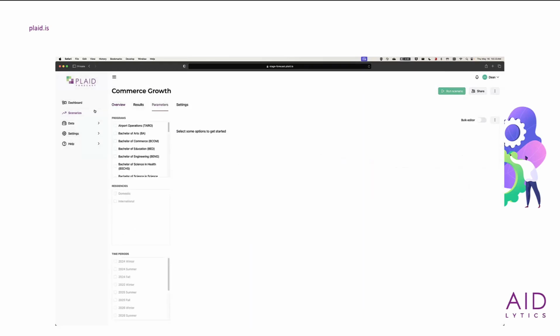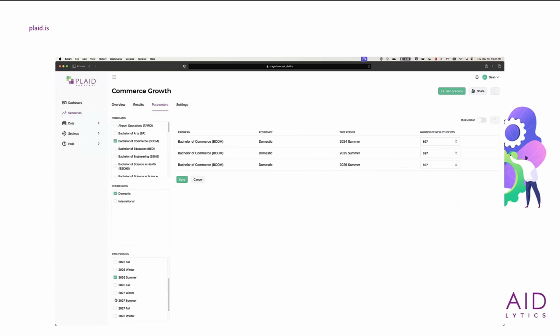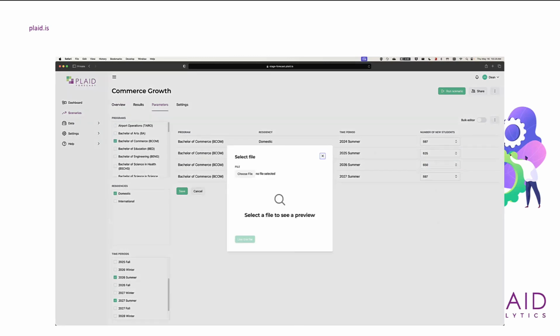So now I could update my intakes using the interface if I so chose. And this might be realistic if I had a single program like the Bachelor of Commerce here. So I could make this something like 625 and 650, etc. I could do it that way. But what I'm going to show today instead is actually I'm going to import a file. And in this case, I'm going to drag my CSV file.